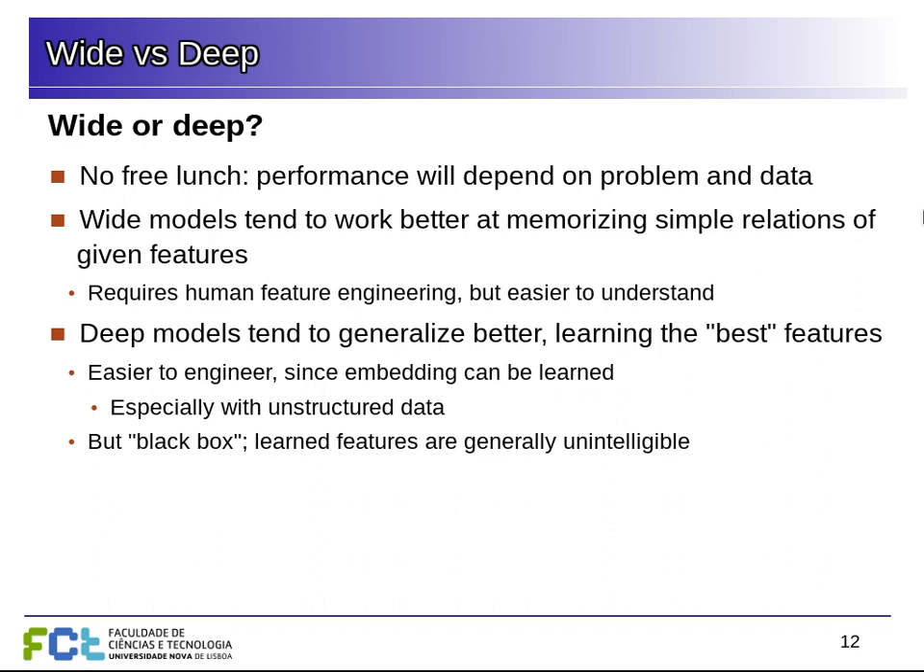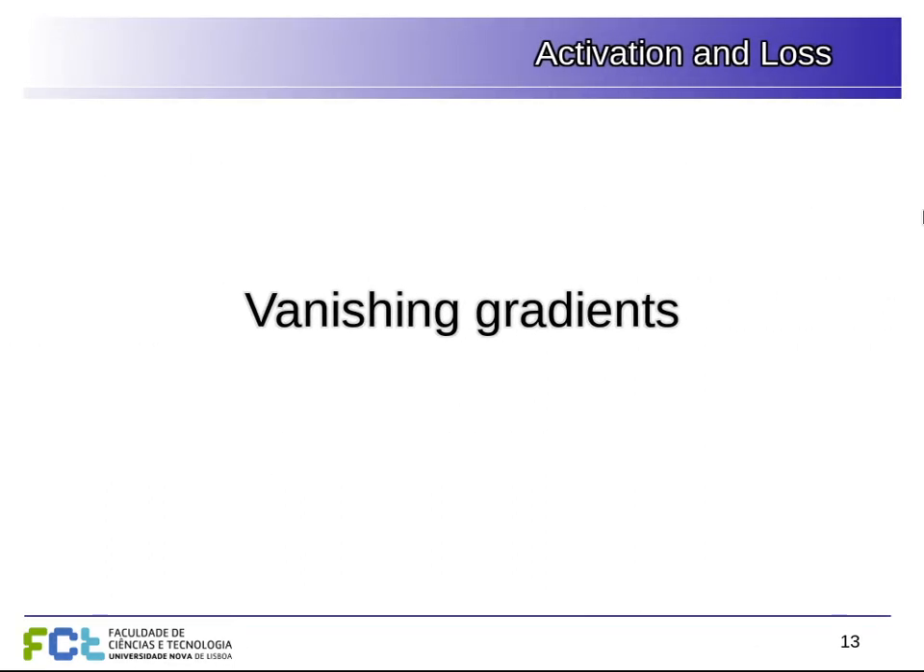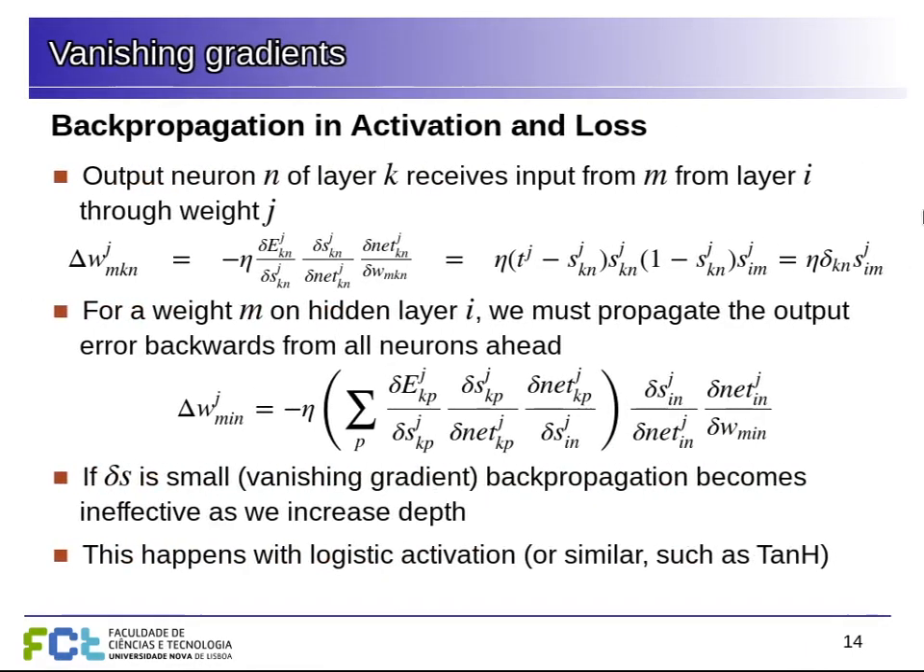But this is just to give you this important idea that it's not necessarily the case that using only deep models is always better. There are situations where you have to experiment with other combinations. So now let's see one problem that arises when we use deep neural networks.